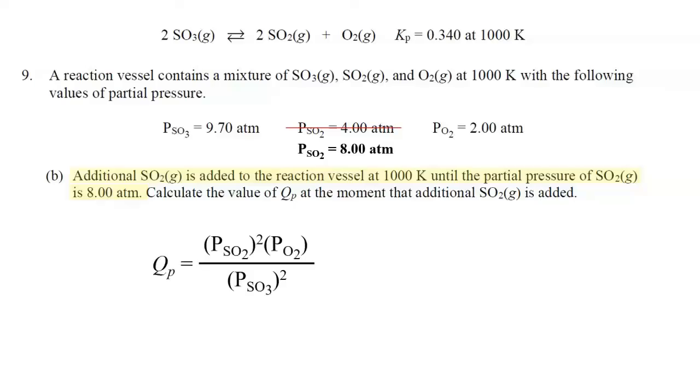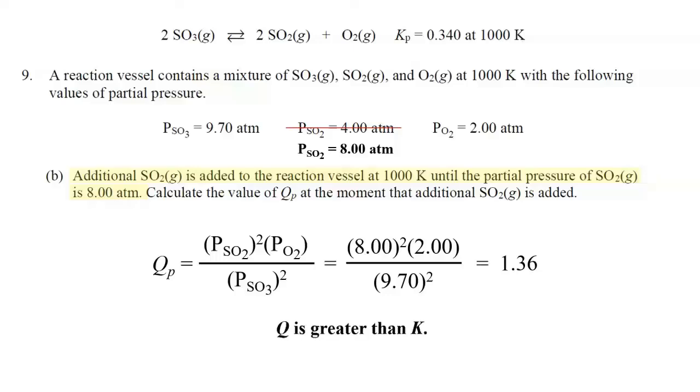Hopefully you can tell, even without a calculator, that the number that we are changing is in the numerator of the expression. So instead of 4 squared times 2 divided by 9.70 squared, it's now 8 squared times 2 divided by 9.70 squared. And if you increase the value of the number in the numerator, it's going to cause Q to become larger than K. So if you do this math on your calculator, 8 squared times 2 divided by 9.70 squared, yes, we get a number 1.36, which is larger than K, which is 0.34.